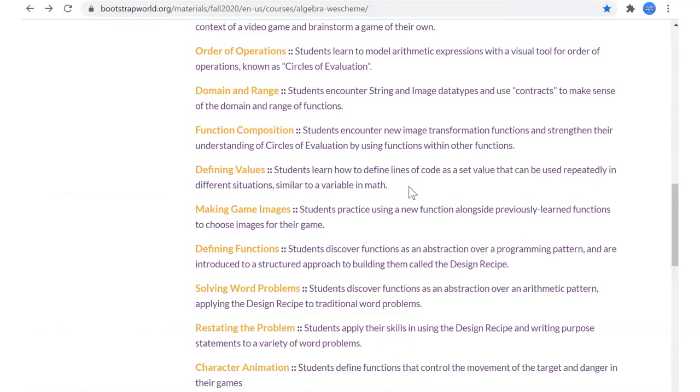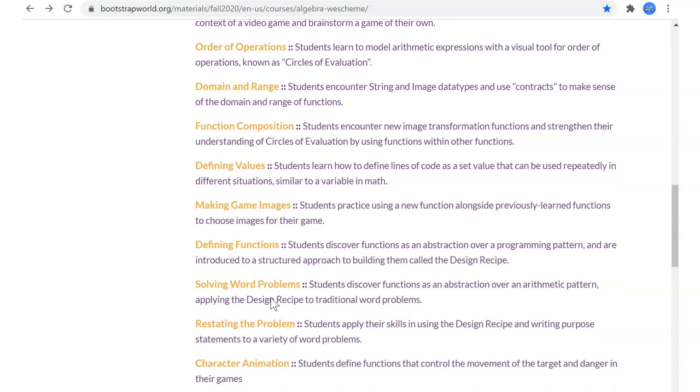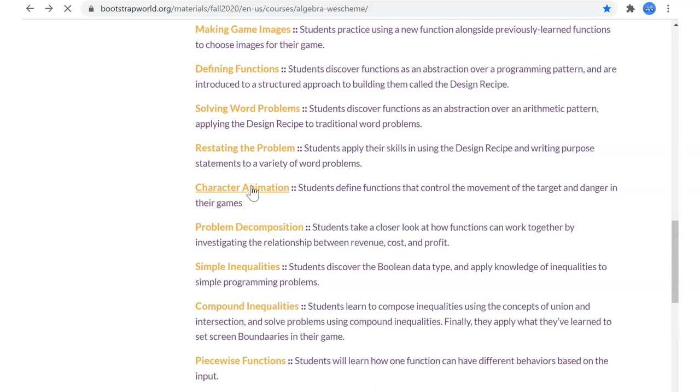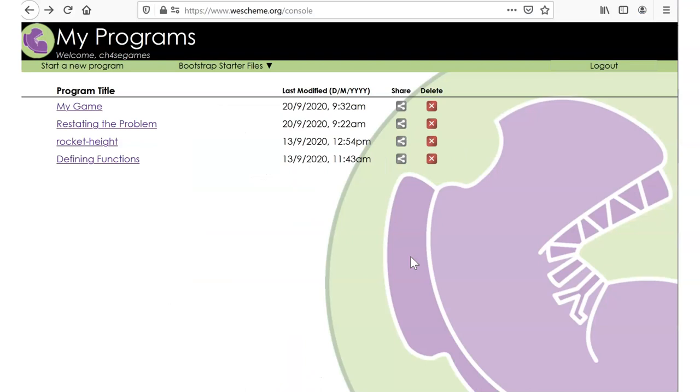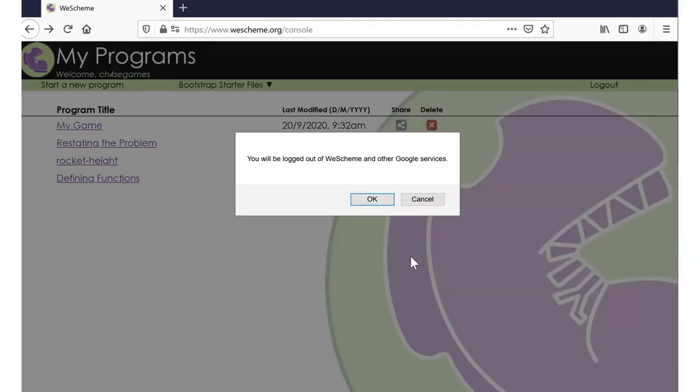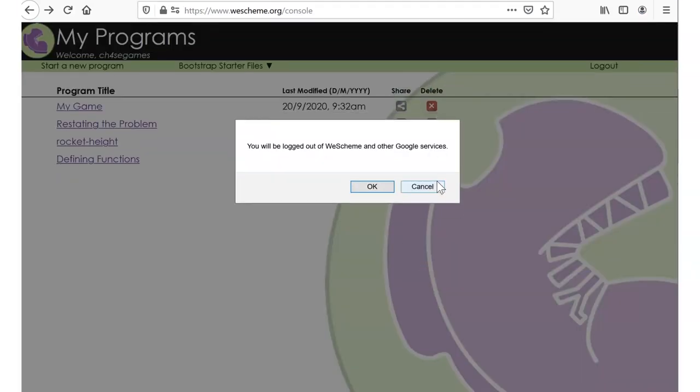This lesson, we get to go back to our game and talk about character animation. So I've got the lesson slides open. Let's look at those.